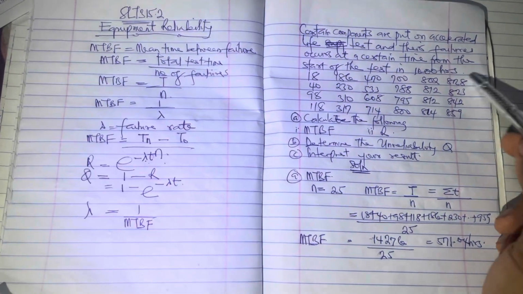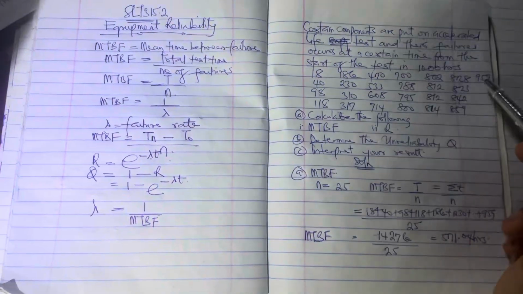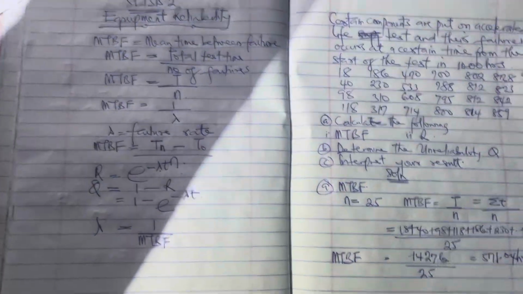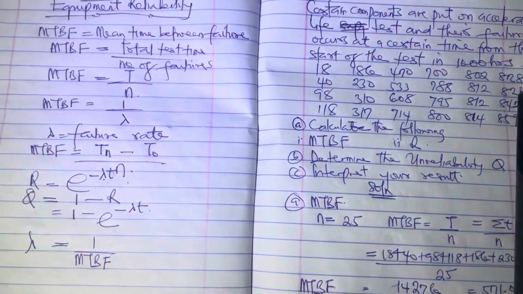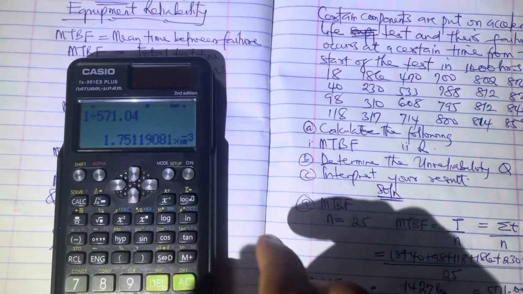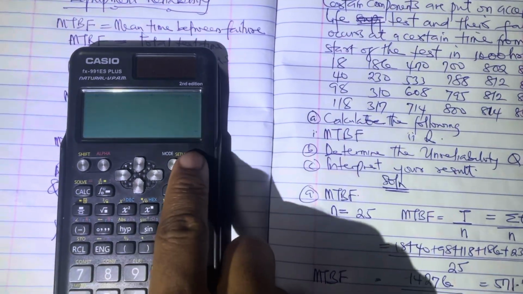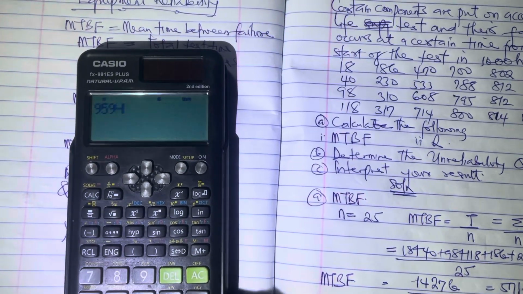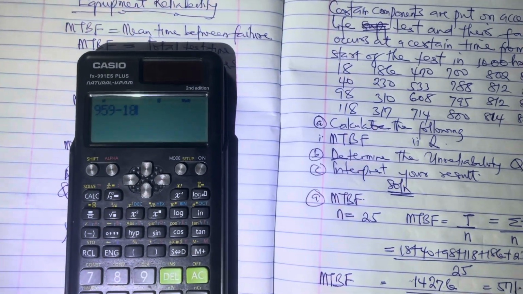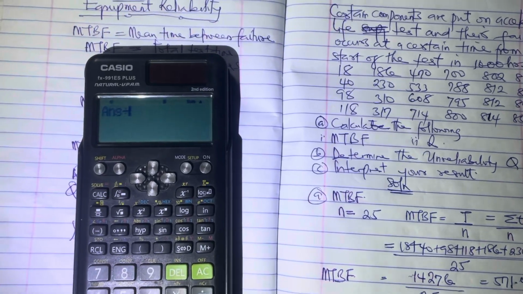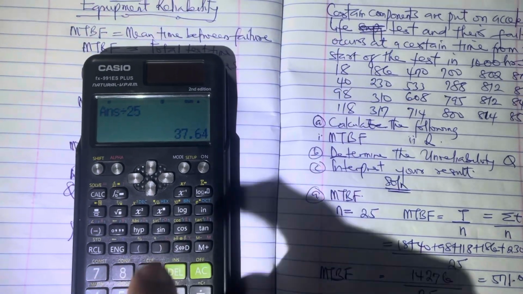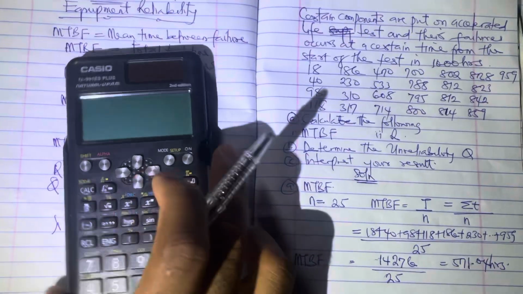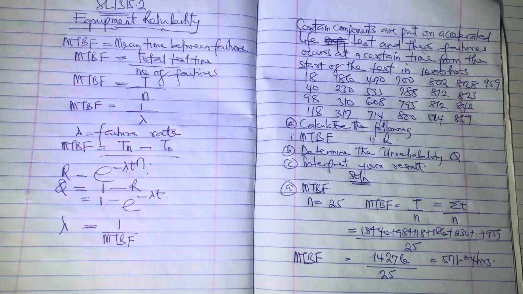If they are giving us just the highest time, and for instance we are giving the lowest time, now look at these. For instance, we say 959, minus the lowest time, which is 18, then divide it by 25. You'll see that we are getting 37.64.